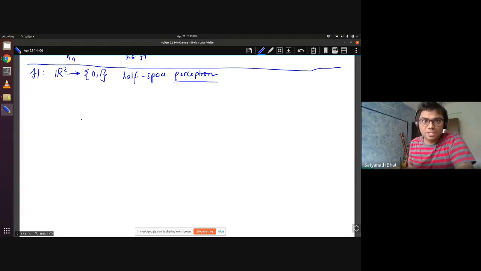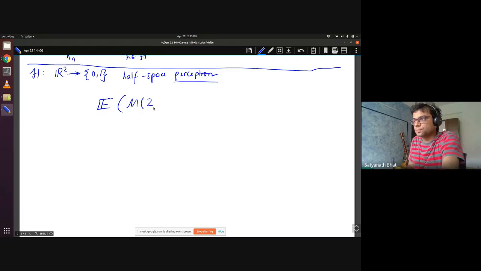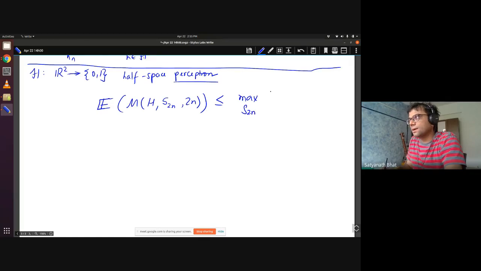One thing that we saw in the last class, so what is it that we would like to do? Let us remind ourselves the expected value of H on S2N, this is what we started off with, right? We said we'll upper bound this by the max over S2N of M of H on S2N, over 2N. This is what we said.